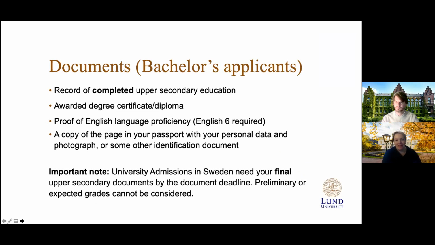But basically, the main thing that you need to remember is that if you're a bachelor's applicant, you need to, as we've mentioned, submit your record of your completed upper secondary education and, if you have a degree as well, because some students are applying for a bachelor's having already completed another bachelor's, then you can submit your degree certificate as well. You need proof of English language proficiency and also your ID, your copy of your passport with your personal data and your photo. And as we've said, you must submit those upper secondary documents by the document deadline. You can't do anything with preliminary or expected grades.